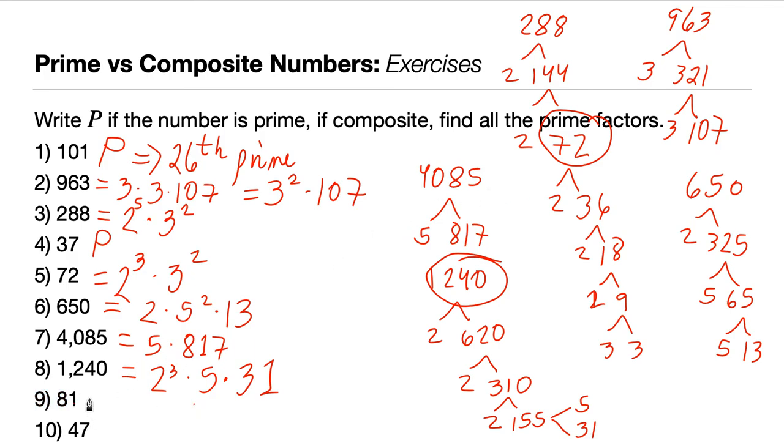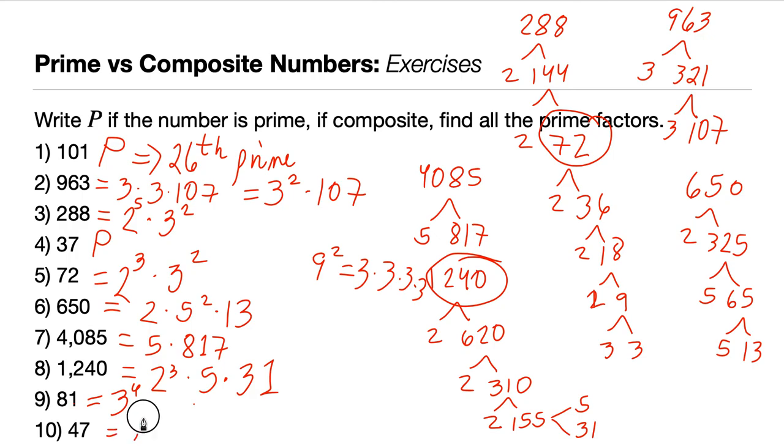Okay, how about 81? We know this is not a prime because this is 9 squared. 81 is 9 squared. Since 9 is 3 times 3, 2 nines is 3 times 3 times 3 times 3, so we have 4 threes, or simply 3 raised to 4.